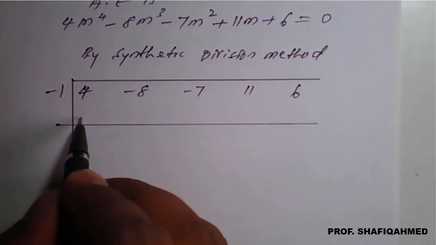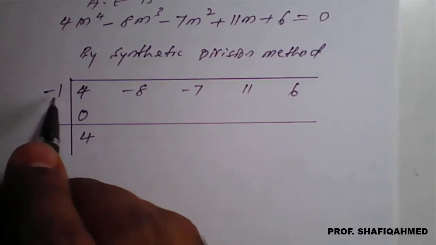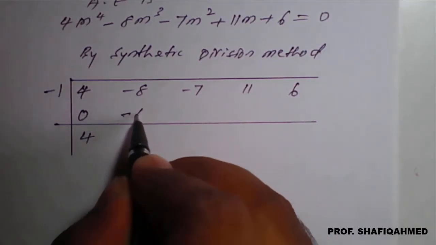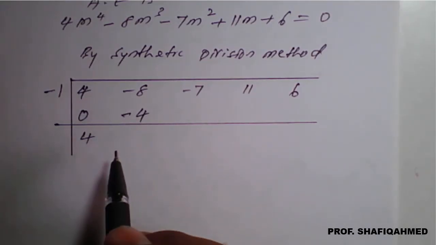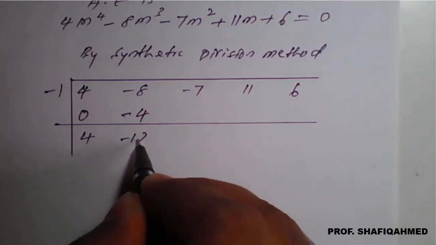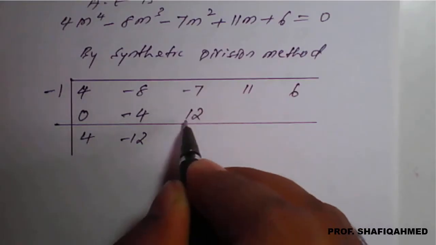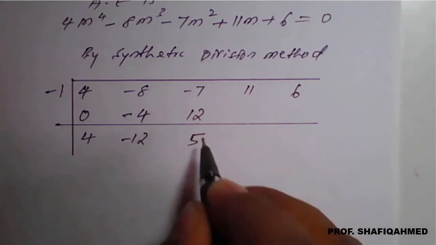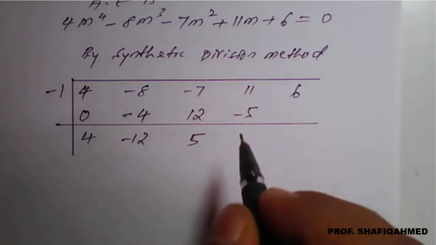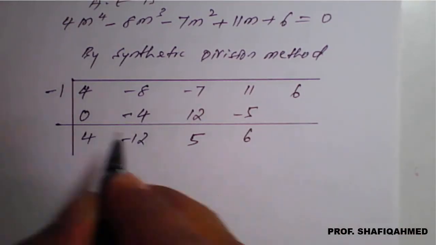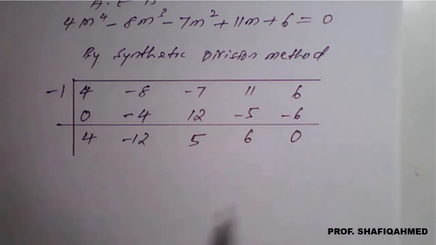Now we write 0 directly. 4 plus 0 is 4. 4 into -1 is -4. Then -8 minus 4 will be -12. -12 into -1 is plus 12. So -7 plus 12 will be 5. 5 into -1 is -5. 11 minus 5 is 6. 6 into -1 is -6. So plus 6 and minus 6 will be 0.